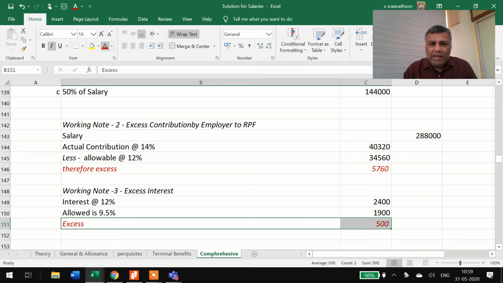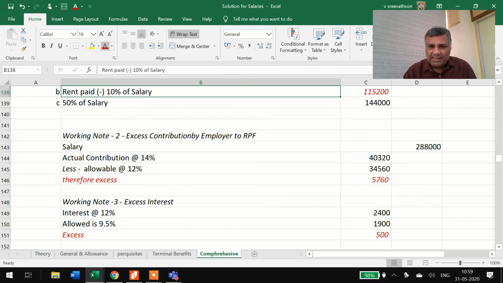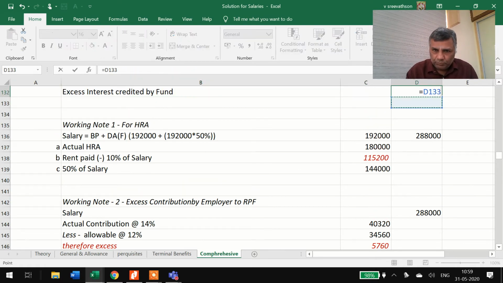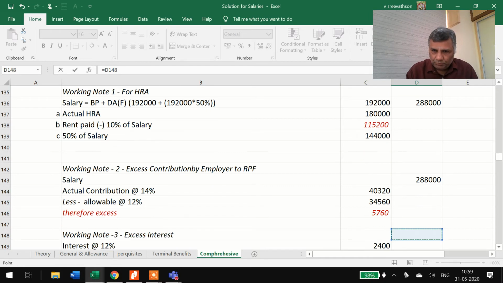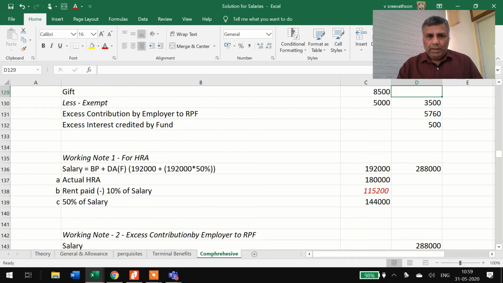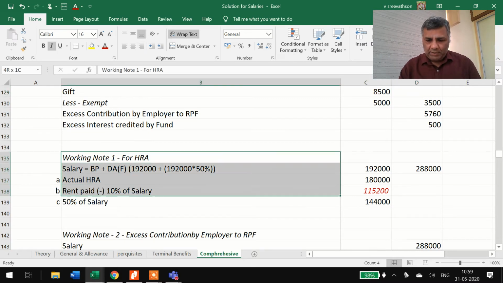I am repeating the computation. If 12% is equal to 2,400, 9.5% is equal to what? That is what is allowed. The remaining is excess. Excess contribution 500.